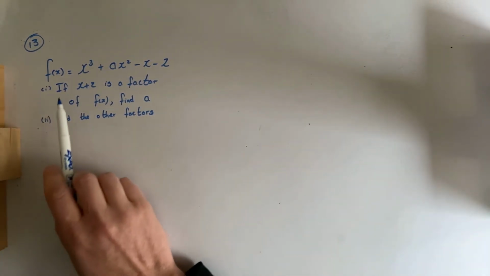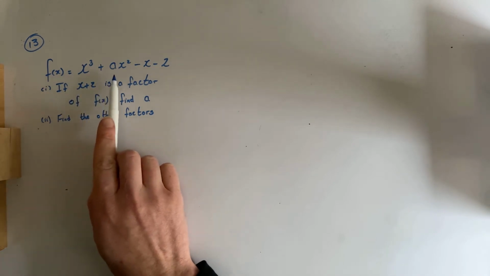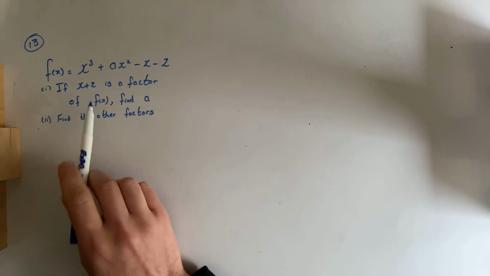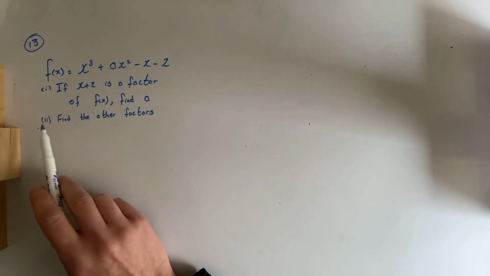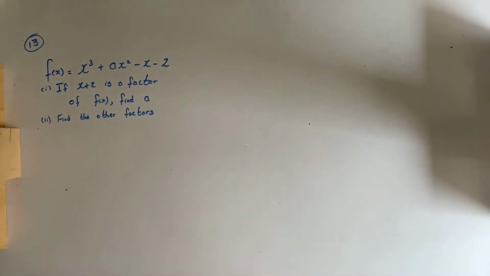Okay, so I'm going to go through this problem right here. Given the cubic function f of x equal to x cubed plus ax squared minus x minus 2, if x plus 2 is a factor of this function, find a. And then the second part of the question, find the other factors of f of x.